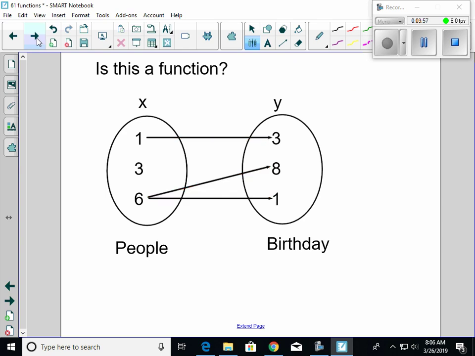Next diagram, is this one a function? Okay, person 1 was born on the 3rd, that's fine. Person 6, though, person 6 has 2 different birthdays. Okay, I don't mean this 3 to confuse you. This 3 has nothing to do with it. All right. The 6 is split into 2 different birthdays. Can you have one person with 2 different birthdays? No. Okay, so the problem here is the 6 has 2 y values.